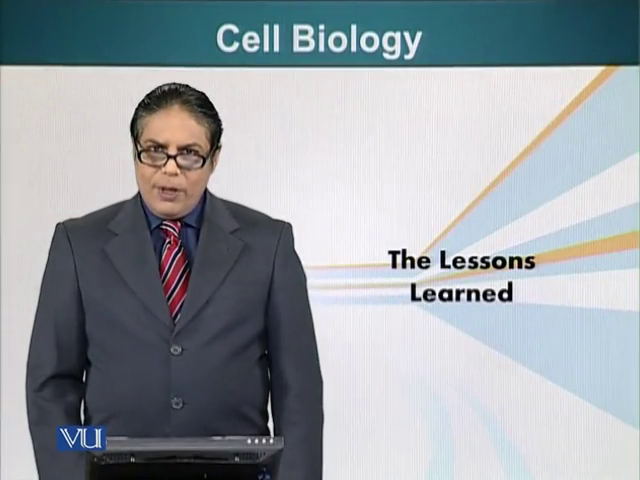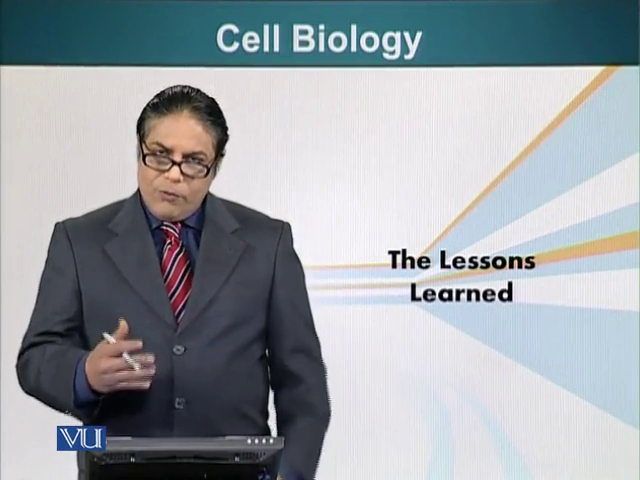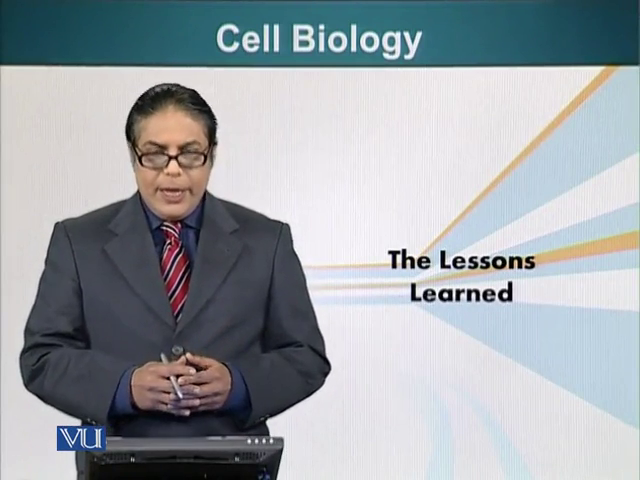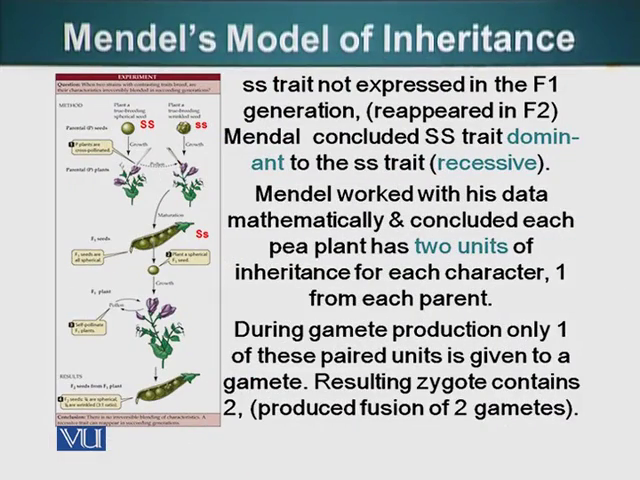In this module, we look at the lessons Mendel learned from his experiment, which we talked about in the previous module. Here's the cross again. I have shown you on the full slide. He noticed that the wrinkled seed trait was not expressed in the F1 generation. However, it reappeared in the F2 generation.